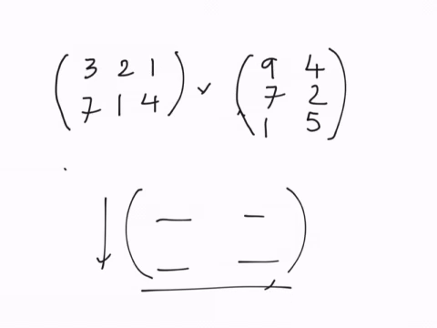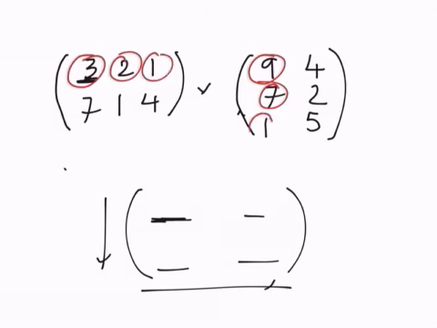So, for the first element, which is at the top left, we do the top of the first matrix and the left of the second matrix. So that will be, you'll see in the example, 3 times 9 plus 2 times 7 plus 1 times 1. That will give us 3 times 9 is 27, 2 times 7 is 14, so we've got 54 so far, and plus 1 times 1 is 1, 55.